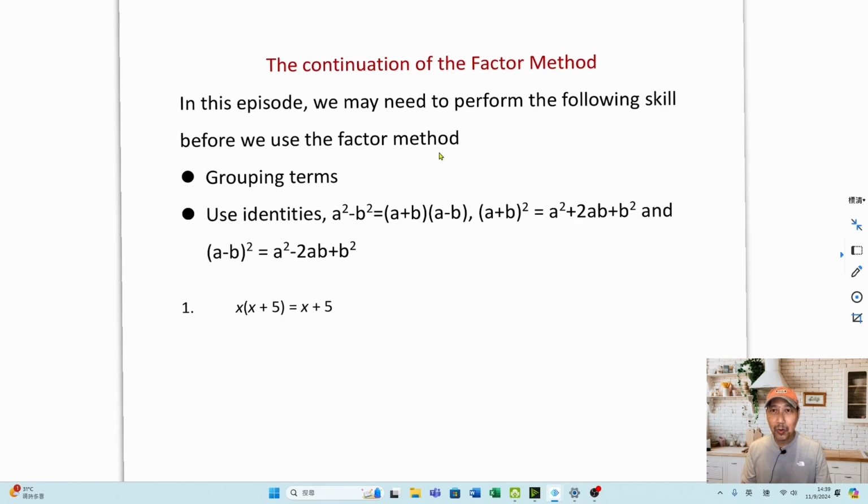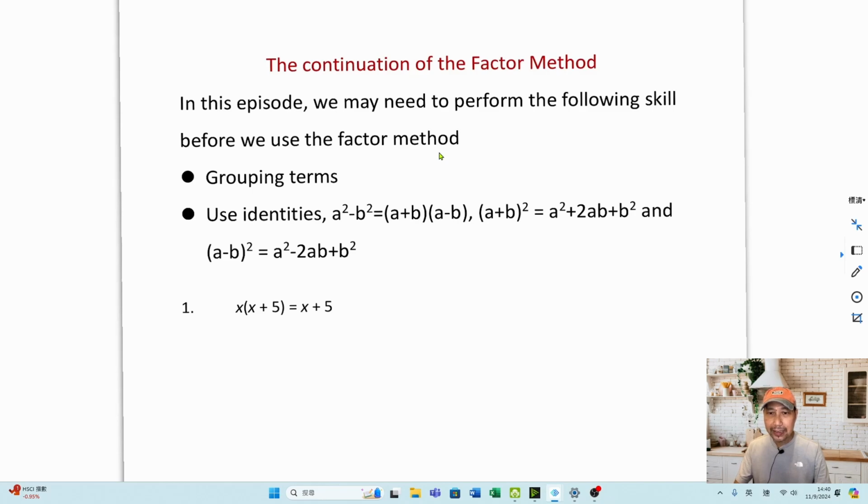In this episode, we still need to use a calculator to find the answer of the equations. But before we do that, we need to simplify the equation in a way that there is ax squared plus bx plus c. Then we input a, b, c in the program and get the answer. We need to simplify it. But what kind of skill do we need to simplify the equations?